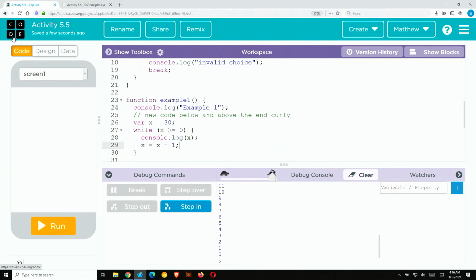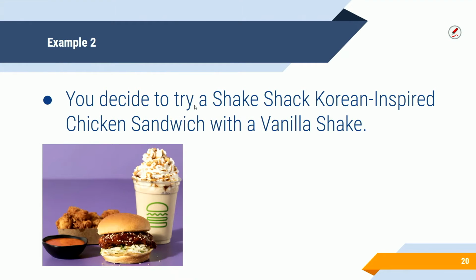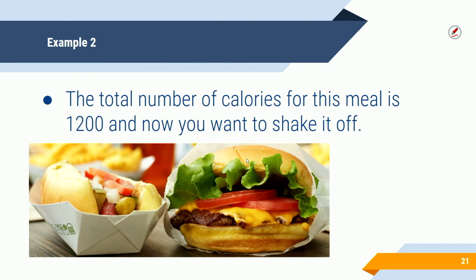All right, great. So let's go on to our second example here. You decide to try a Shake Shack Korean-inspired chicken sandwich with a vanilla shake, and that makes me really hungry when I look at this picture here. And the total number of calories for this meal is 1,200, which is a lot of calories considering that the recommended daily allowance is about 2,000 calories. So that might be a very big lunch.